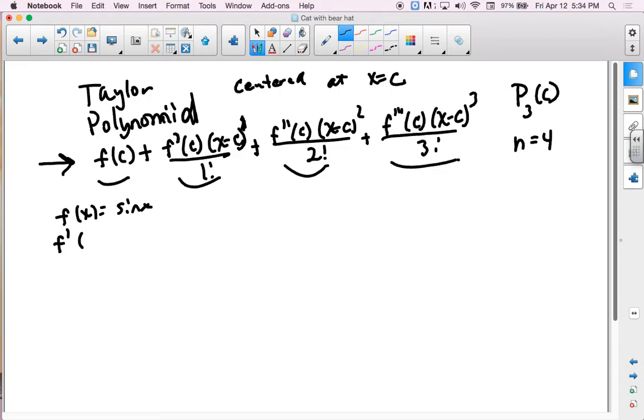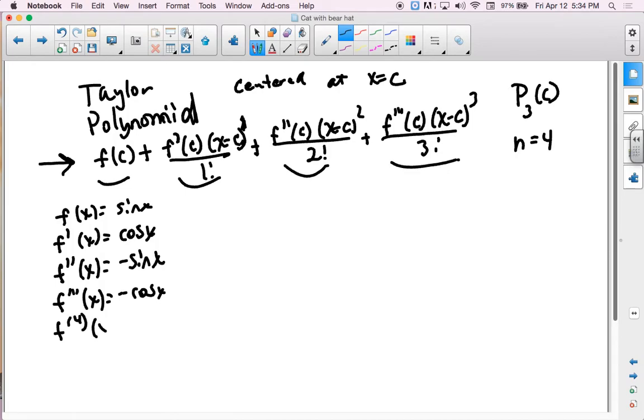F prime of x is cosine x. F double prime of x is negative sine x. F triple prime of x is negative cosine x. And the fourth derivative of x is back to sine x.